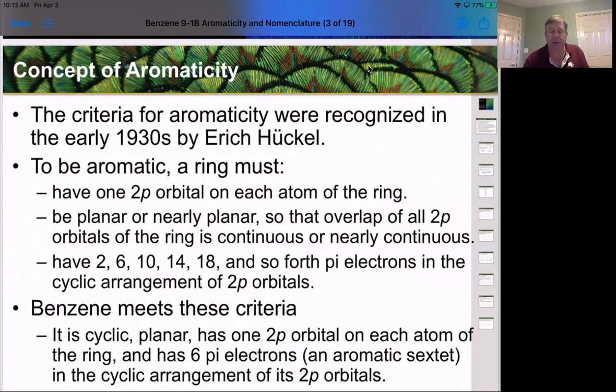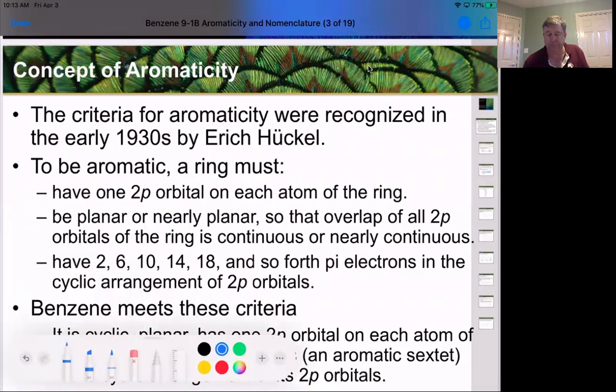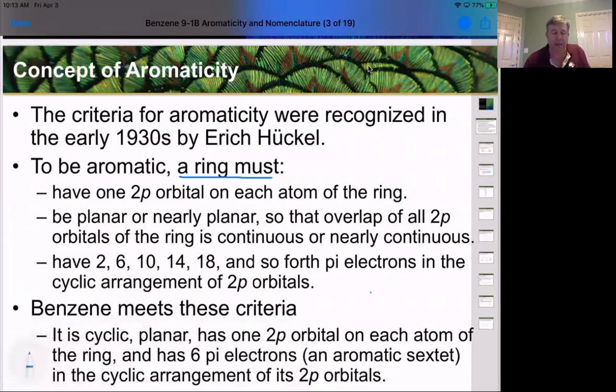So the first thing to be aromatic is you must have a ring. So that is going to be the first requirement here. And so you must have a ring, and you must have one p orbital for each atom in that ring, okay? It can have one electron or two electrons or no electrons in it, but it must have a p orbital available to it. The ring must be planar or nearly planar such that all of those p orbitals can overlap and give a continuous or nearly continuous system.